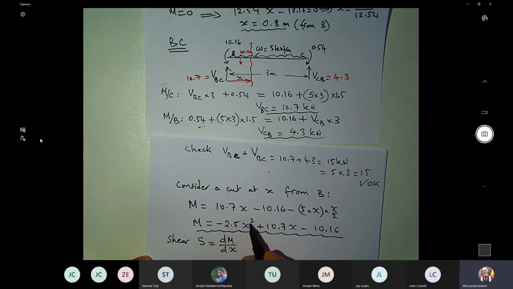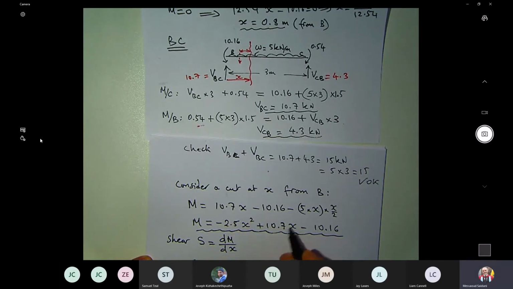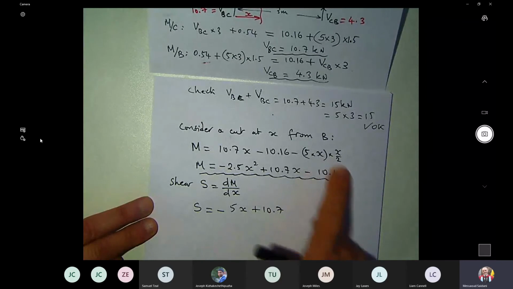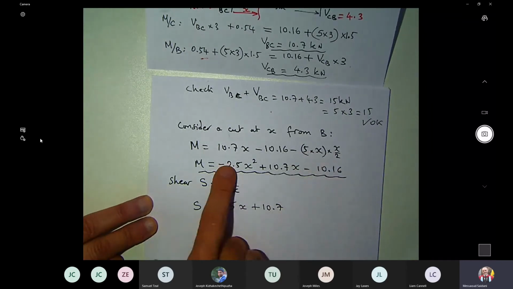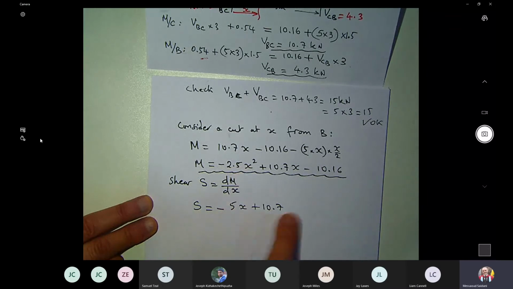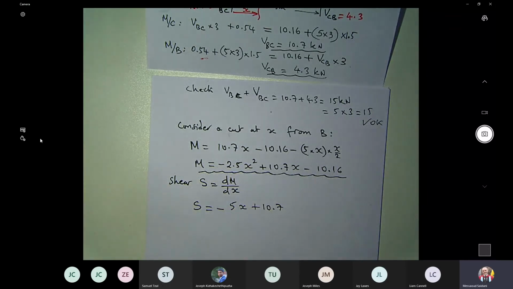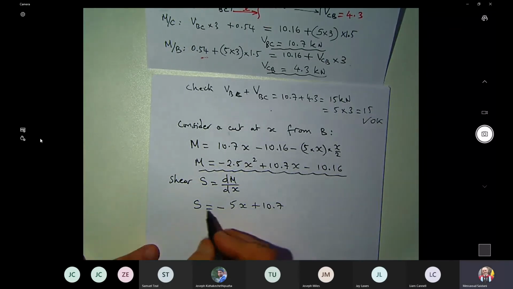So 2.5 times 2 is 5X, and then 10.7. That's it. 10.16, when you differentiate it, it's a constant, so it's 0, obviously. Okay. So you've got minus 5X plus 10.7, and that's the equation of the shear.